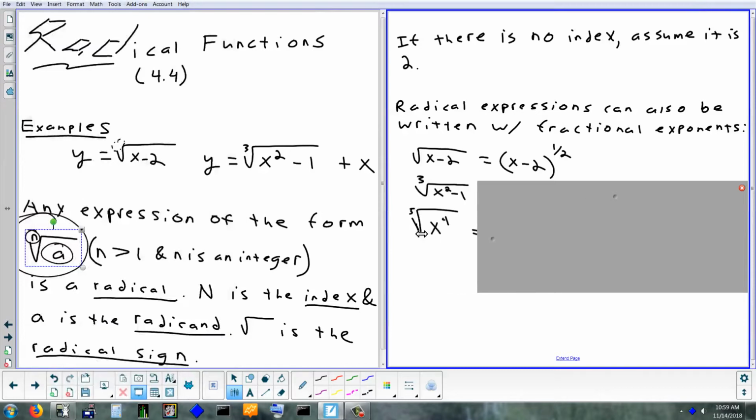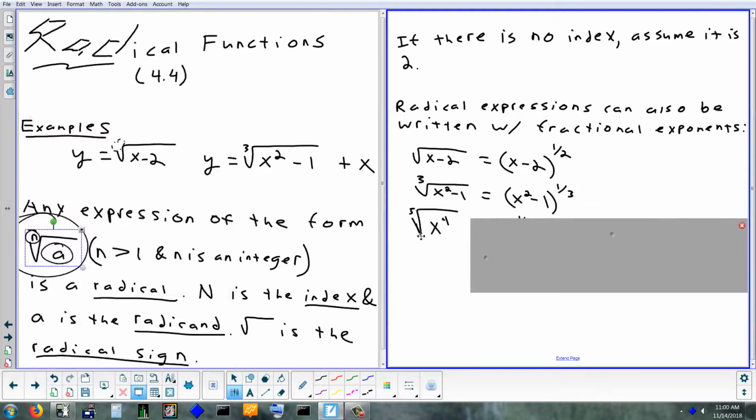How about a cube root? Does anyone have a guess what power I could raise something to, and it would be the same as taking a cube root? The power of 1/3. Yeah, to the 1/3 power. Okay, so raising something to the 1/3 power is a cube root. 1/6 power, 6th root. 1/20th power, 20th root. It's just basically 1 over the index.